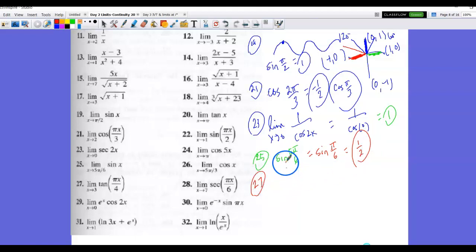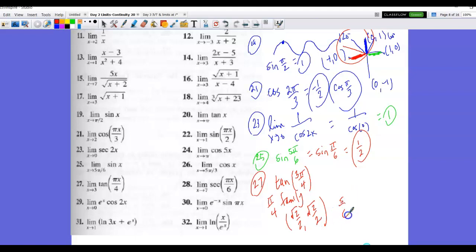Number 27. Tangent does have asymptotes, so we're going to have to be careful. I'm going to believe that I can do direct substitution until I find that I can't. So I'm going to substitute 3 pi over 4 in place of x. The tangent of 3 pi over 4, so this is the pi over 4 family, is in the second quadrant. We know that in the pi over 4 family, the cosine of pi over 4 is root 2 over 2, and the sine of pi over 4 is root 2 over 2.